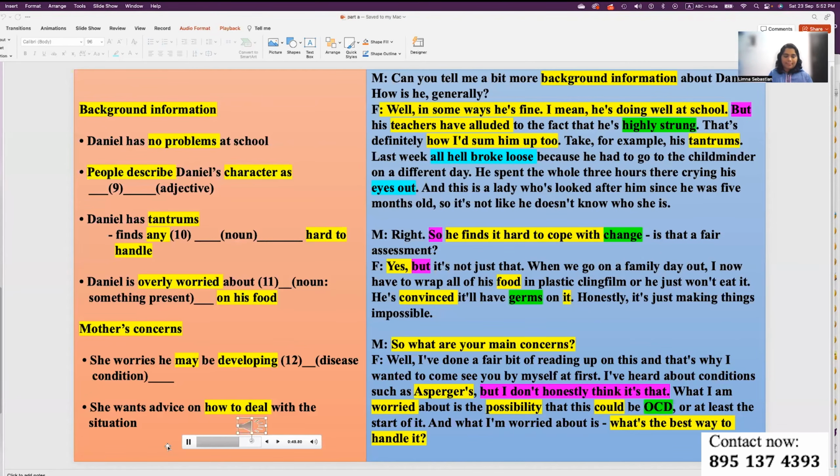So what are your main concerns? Well, I've done a fair bit of reading up on this, and that's why I wanted to come to see you by myself at first. I've heard about conditions such as Asperger's, but I don't honestly think it's that. What I am worried about is the possibility that this could be OCD, or at least the start of it. And what I'm worried about is what's the best way to handle it. Well, you did the right thing coming to see me.